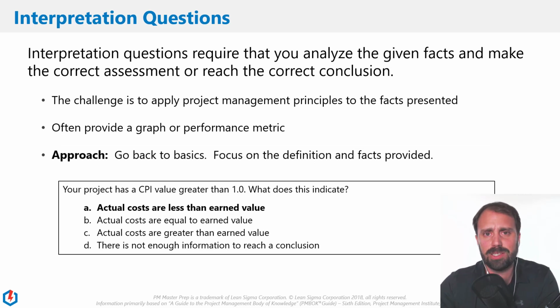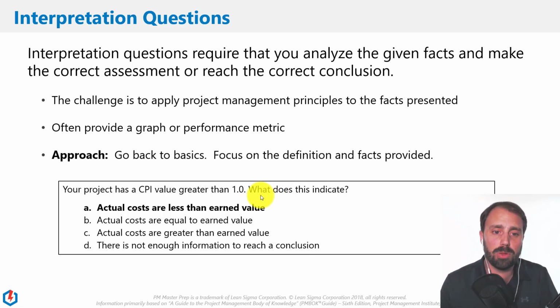You might ask, hey, what's the difference between situational and interpretational? Situational puts you in a situation and says, hey, how would you react? In the interpretation questions, it's saying, hey, how would you interpret this situation? I know I just used the definition to define it, but let's look at the example. Your project has a CPI value greater than 1. What does this indicate? And there could be some more depth in there to say, hey, the project manager or the project sponsor asked you for a report or an interpretation of this. What does this indicate?